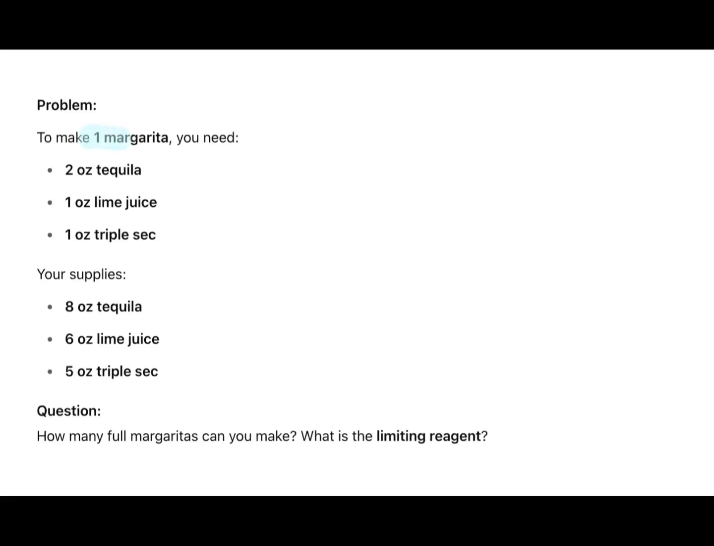So we're going to follow a classic margarita recipe where we need 2 ounces of tequila, 1 ounce of lime juice, and 1 ounce of triple sec. In our bar, we have 8 ounces of tequila, 6 ounces of lime juice, and 5 ounces of triple sec. And we want to know how many full margaritas we can make.